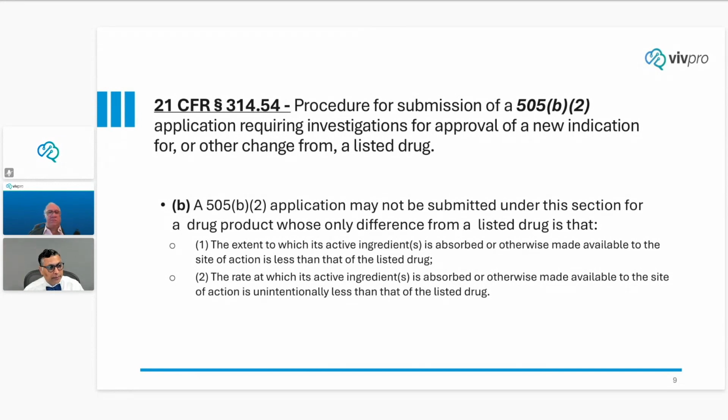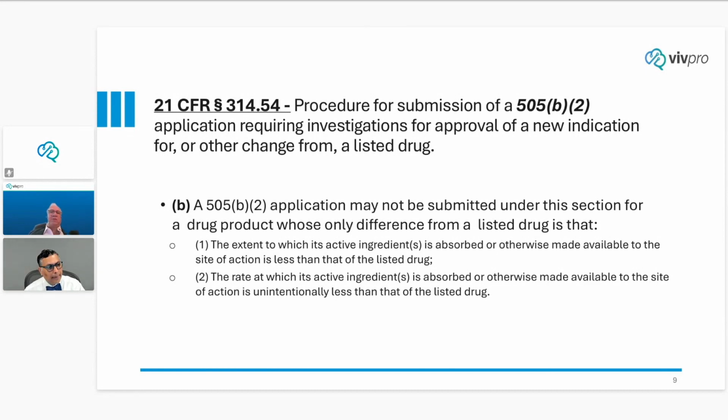Dr. Maroom, you brought up AB rating. So can I have a 505(b)(2) product where pharmacists can switch? Yes, I've seen it a couple of times.